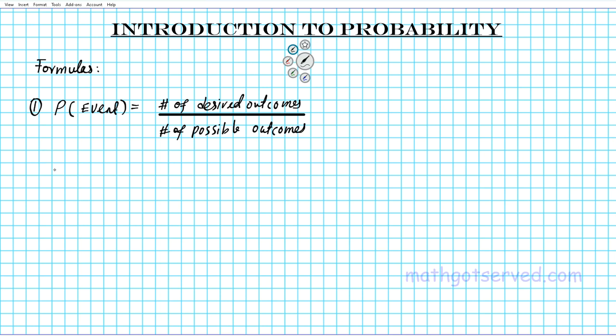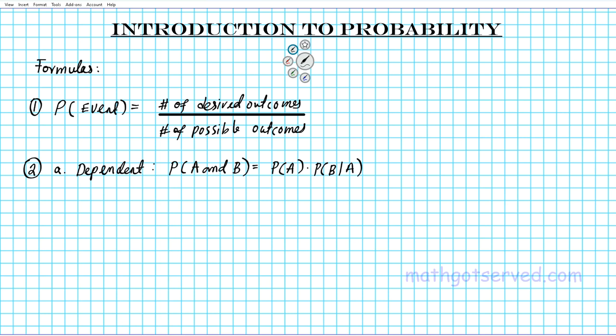Now, if you have compound events, you could have one that's dependent or independent. So let's go ahead and distinguish between both of them. Let's say you have two dependent events. What's the probability of getting events A and B, where the events are dependent? The probability of getting A and B is simply the probability of A times the probability of B given A.